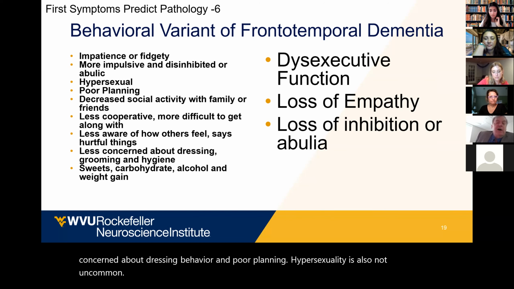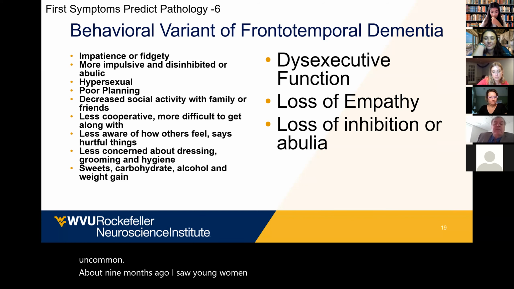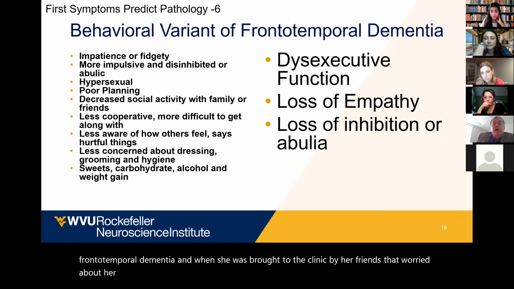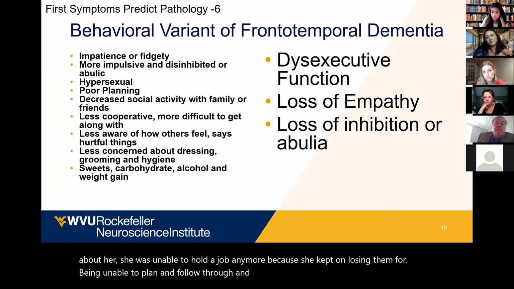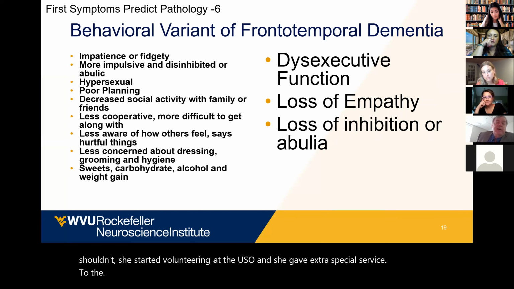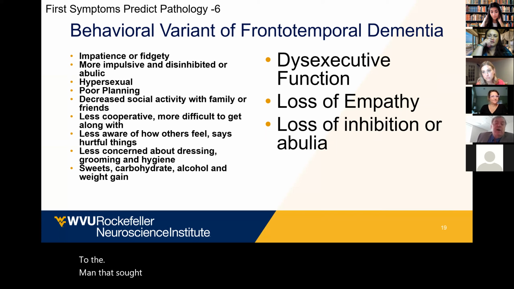About 9 months ago, I saw a young woman with early onset behavioral variant frontotemporal dementia when she was brought to the clinic by her friends that worried about her. She was unable to hold a job anymore because she kept on losing them for being unable to plan and follow through, and also saying things to her bosses that she shouldn't. She started volunteering at the USO, and she gave extra special service to the men that sought help from the USO. And her friends were worried that she would get hurt.